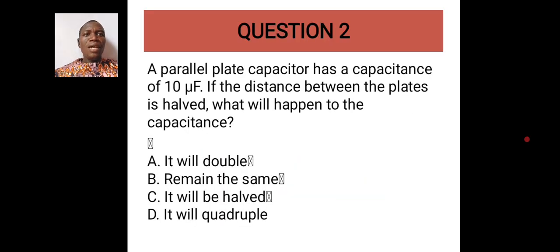Question 2 says, a parallel plate capacitor has a capacitance of 10 microfarads. If the distance between the plates is halved, what happens to the capacitance? So this is talking about capacitor and capacitance, and we are talking about a parallel plate capacitor. So if you now reduce the distance between the two plates, what happens to the capacitance? This is also a rule that you should know. Most times physics questions are just rules, they are laws, that's how they will be asking you, and they are very simple. Now, mind you, this is last year's question.